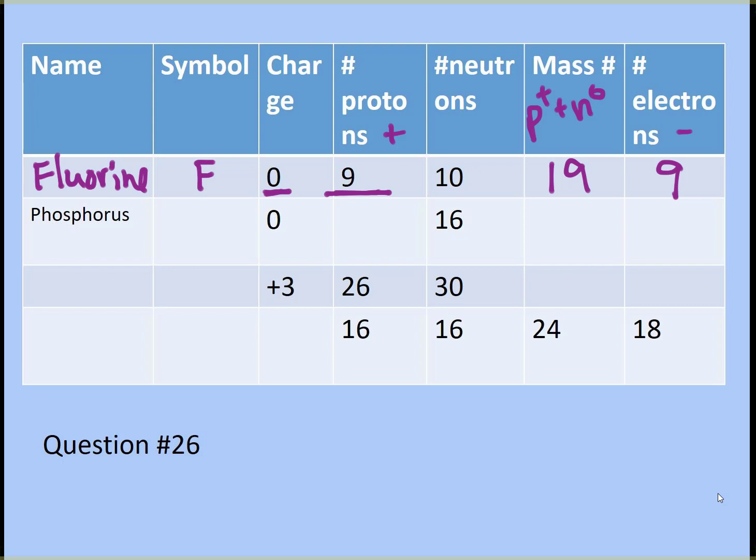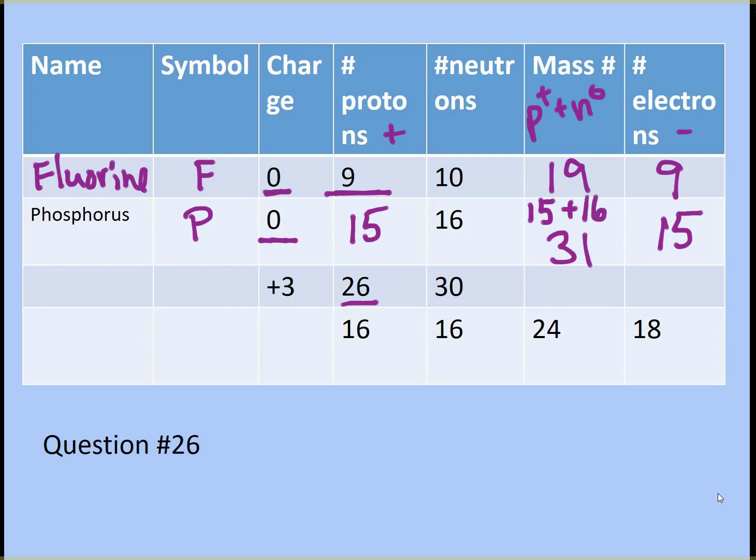So phosphorus, finding on the periodic table, P is the symbol, and looking it up, there's a 15 there, so that means there's 15 protons. The charge is also 0, so that means if I have 15 positives, I have to have 15 negatives. And I can get the mass number by adding it up. So 15 plus 16. All right, the next one.